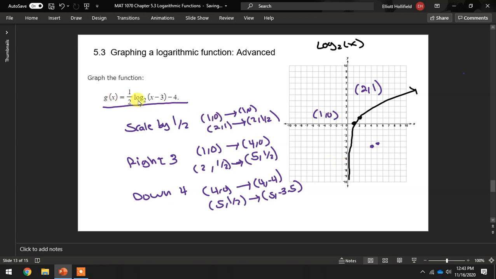We also need to graph our vertical asymptote. We had an asymptote at 0 before, now it'll be shifted over by 4 units. No, over by 3 units. So our vertical asymptote will be here at x is equal to 3. And then we need our graph to go through those ordered pairs. Nice quick sketch.